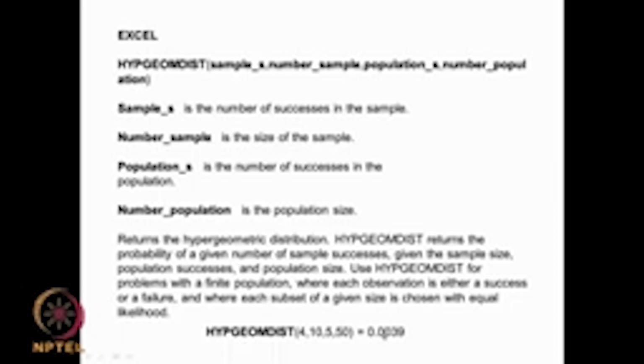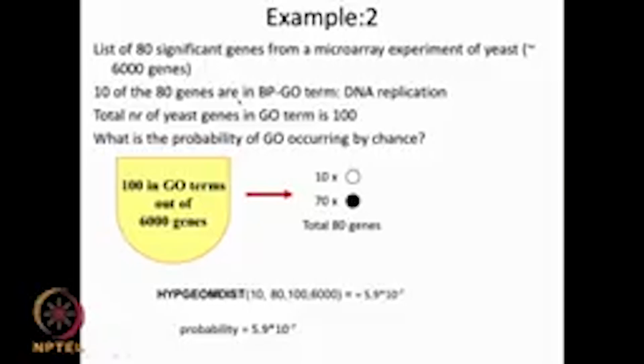We cannot use binomial, as I said, because we are taking out and we are not replacing. So, obviously, the probability may keep changing as you keep drawing mutants. Okay, let us look at another problem.